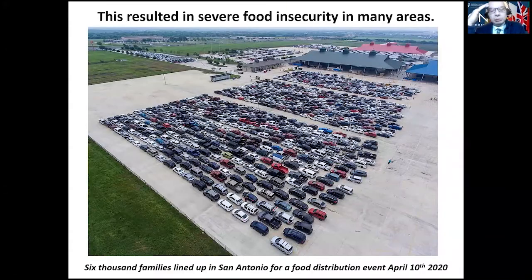So this unemployment had a catastrophic effect on food insecurity in many areas. We all remember these awful pictures of people lining up to receive food. In this case, 6,000 families lined up in San Antonio for a food distribution event on April 10th, 2020, so 1 year ago. People were food insecure who never had this problem before. Independent people who normally donate to food banks were left to receive donations themselves. How could this happen in the United States?